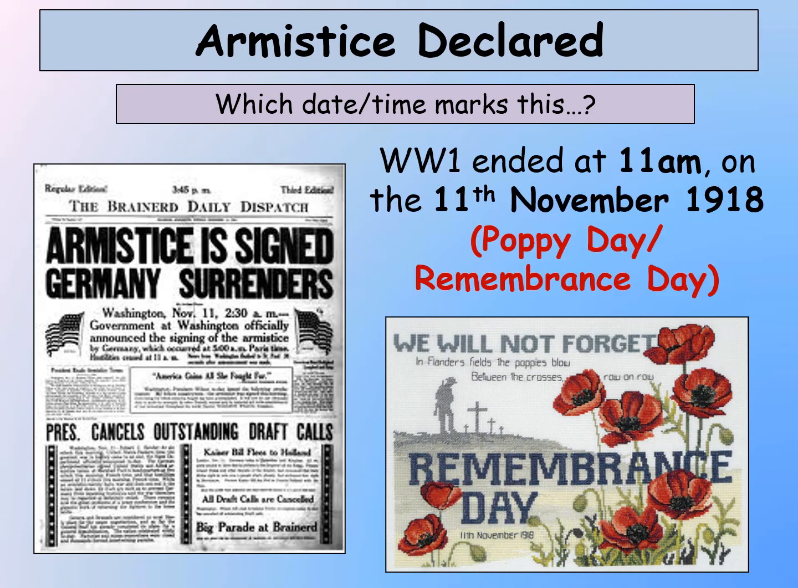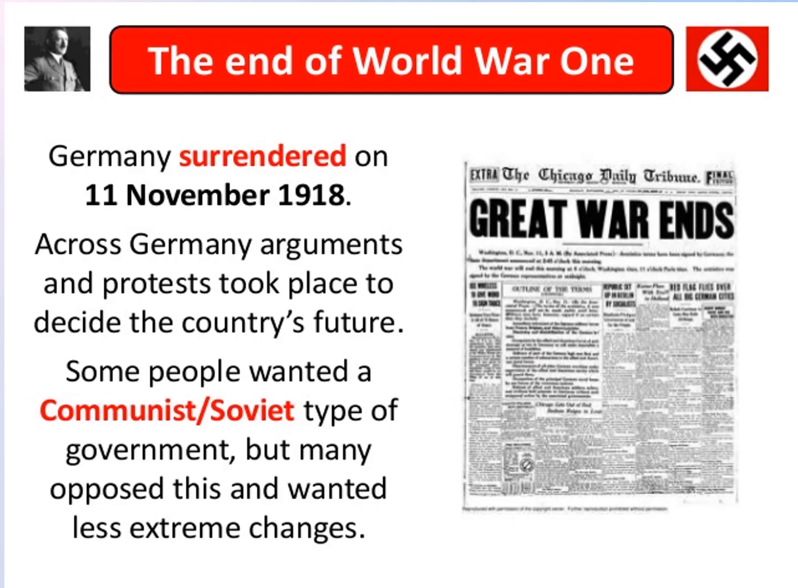So the Kaiser abdicates, and then on the 11th of November at 11 AM, 1918, the armistice was finally declared and the guns went silent. Again, Remembrance Day is why we remember it for the armistice at this point. Across Germany, arguments and protests then took place about what the country's future would look like. Some people wanted a communist, Soviet type of government. A lot of people were opposing this. They wanted change, but not quite as extreme as that. They just wanted something different. No one was really exactly sure what that was going to look like.